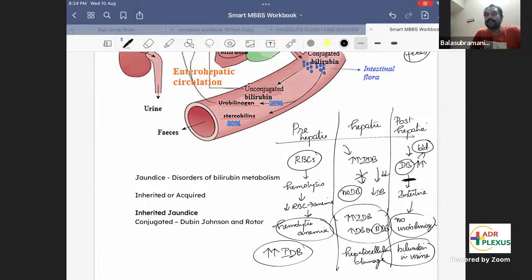And no urobilinogen means no stercobilinogen. So basically the urine will not have urobilinogen, so it will be pale, colorless urine. And the stool will not have stercobilinogen. That is also called colorless stools, or ash-colored or pale stools. So anything like that sort, you must suspect obstructive jaundice.